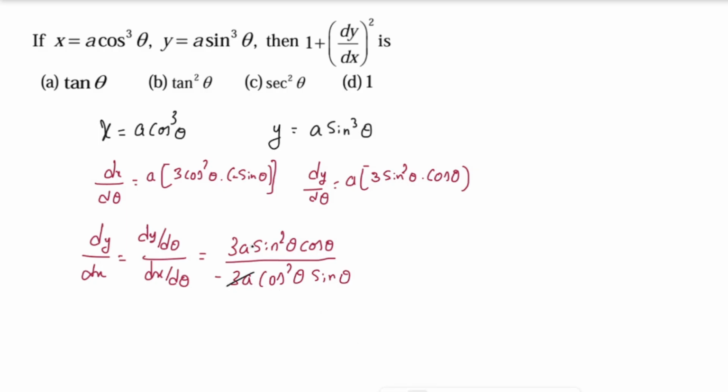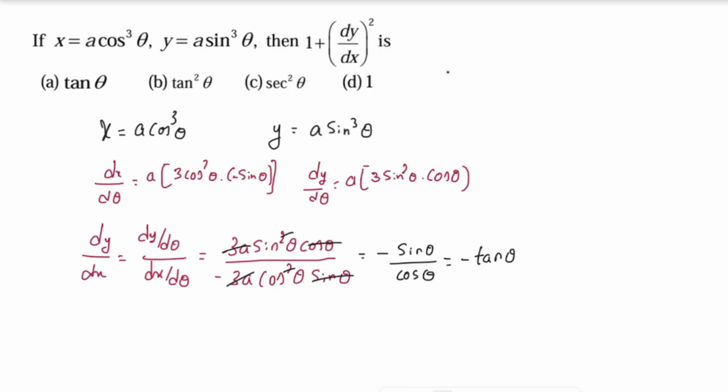So let us cancel 3a and 3a. One sin theta and the other sin theta get cancelled out. Cos theta and cos theta. The left out elements are minus sin theta by cos theta. So you all know sin theta by cos theta is tan theta, so it becomes minus tan theta. Okay, so we found out dy by dx.